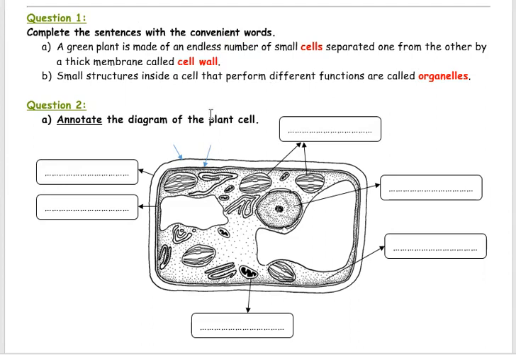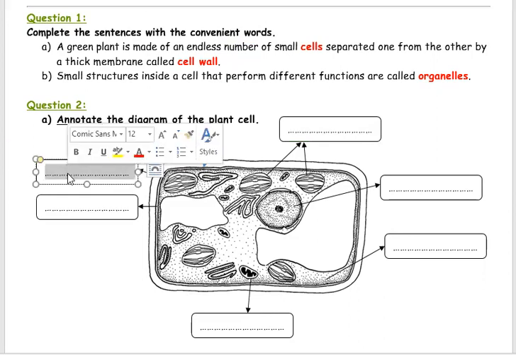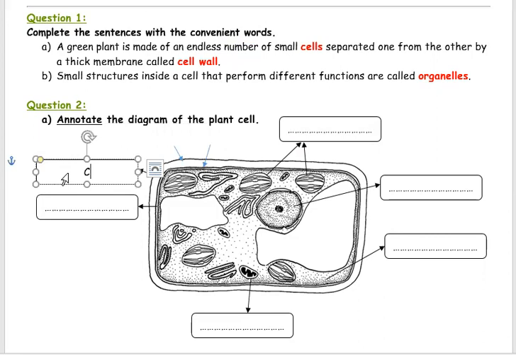Annotate the diagram of the plant cell. This is the second question. Even if they did not tell us that this is a plant cell, I think that the drawing makes it obvious. It's a plant cell. Why? Because it has two outer lines. This is the first one. This is the second one. What do we call the one that is on the outside? This is the cell wall of this plant cell.